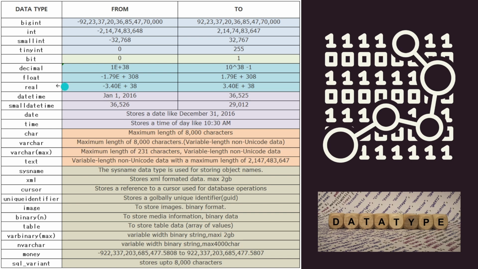So for big int, you'll see that it ranges from this to that. For integers, again, we have this range. For small int, we have 32k, minus and plus. For tiny int, we have 0 to 255. For bit, 0 and 1.